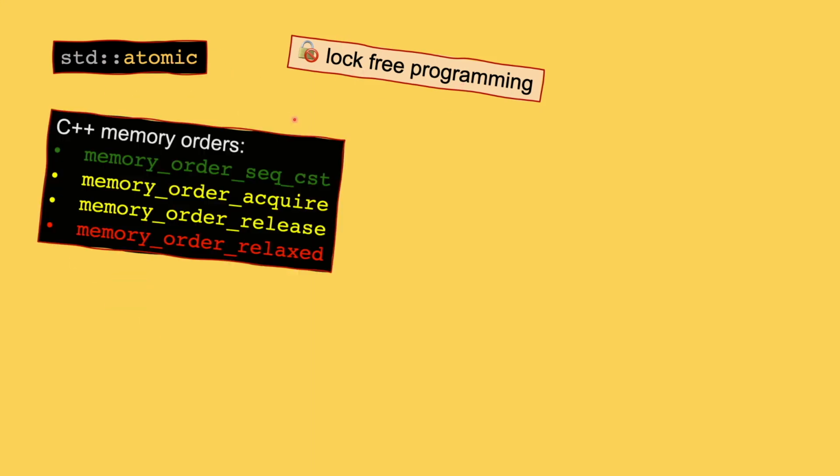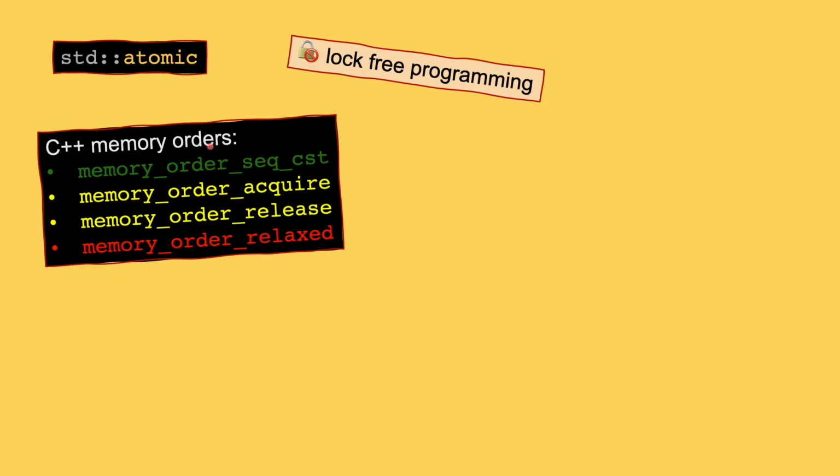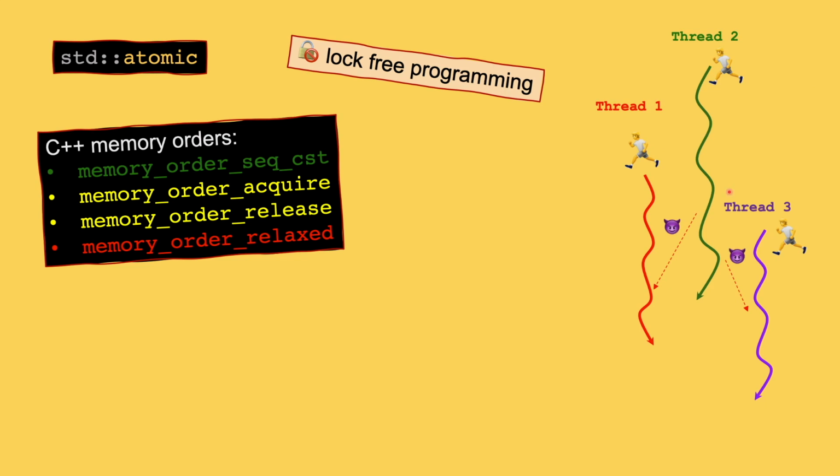In this video, we will talk about std atomic and what is called lock-free programming. We will talk about various C++ memory orders such as sequential consistency, acquire and release, and the relaxed memory order. We will learn how std atomic can be used to prevent the race condition in a multi-threading environment.